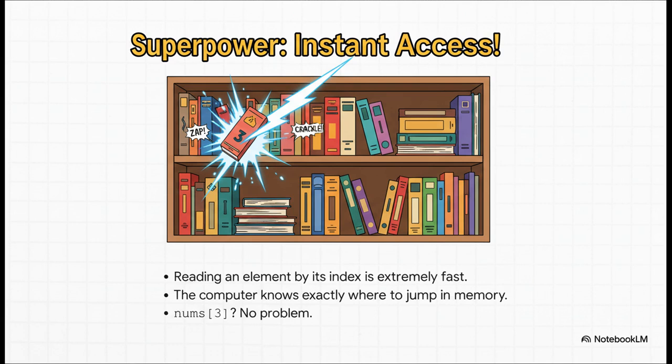And because of that contiguous layout, arrays have a superpower: instant access. It's amazing. If you want to get the item at index number 3 or index 500, the computer doesn't have to search for it. It knows exactly where the list begins, does a tiny bit of super fast math, and bam, it jumps directly to the right spot. It doesn't matter if the array has 10 items or 10 million, it takes the same tiny amount of time.